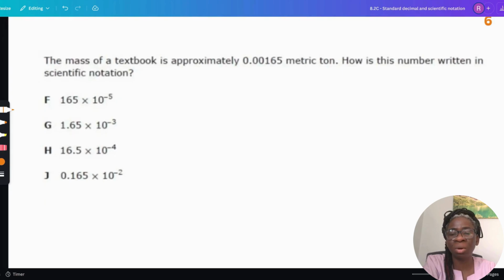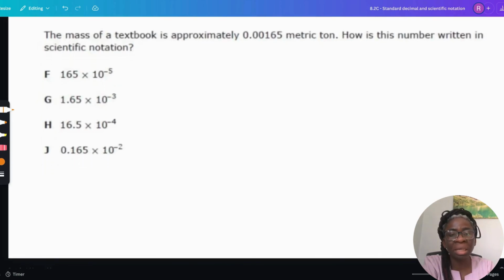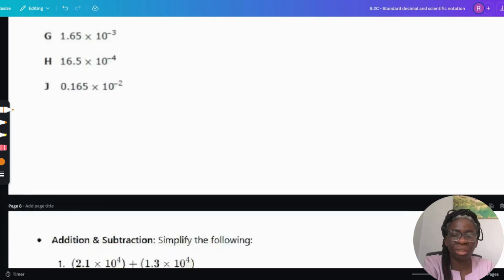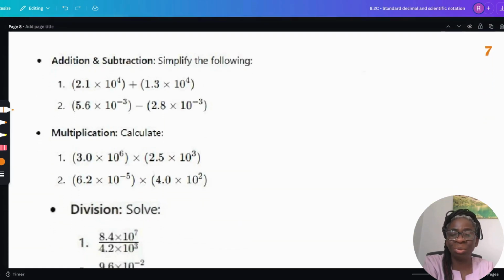So now the mass of a textbook is approximately this. How is this number written in scientific notation? So you solve this now. How is this written in scientific notation? Don't forget, you stop immediately after the first digit. The decimal must stop immediately after the first digit. Don't forget.